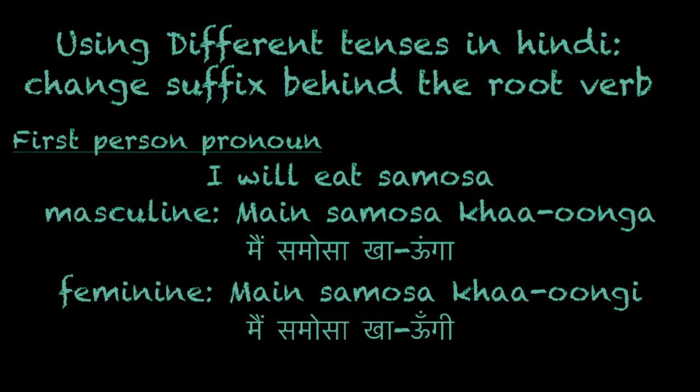I will eat samosa. So for masculine gender, you take the first person pronoun, that is मैं, and then your noun, and then the root verb gets unga sound at the end of the root verb. For the feminine gender, the root verb takes the sound of ungi at the end of the root verb. So it becomes मैं samosa खाऊंगी.